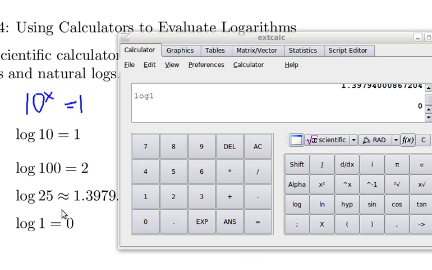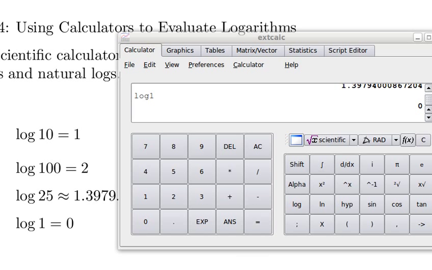In fact, it doesn't matter what the base is. This could be log base 4, log base e, log base pi. It's still going to be 0. If you take the log of any base of 1, it's going to equal 0. Just like anytime you take any power to 0, it'll give you 1. So now let's do a couple more examples.